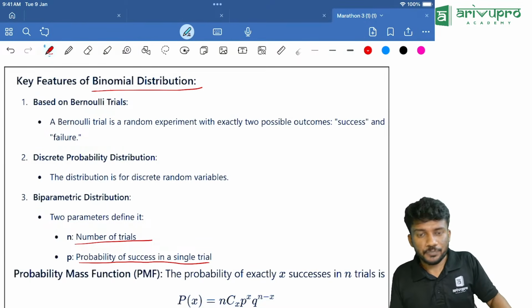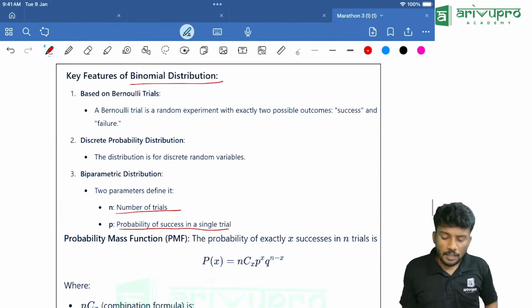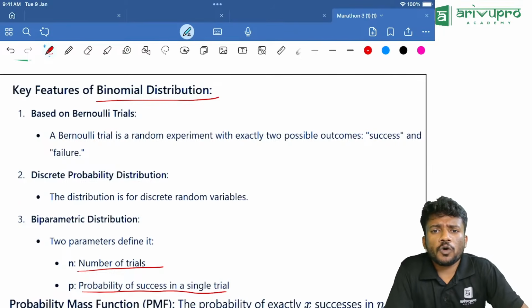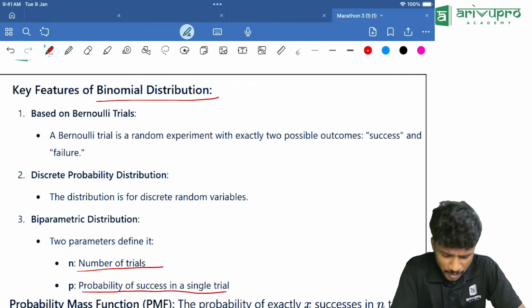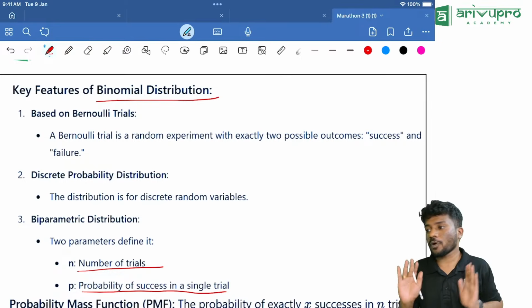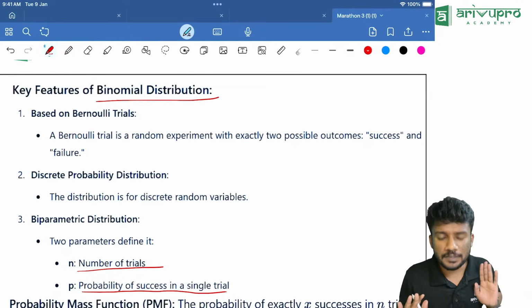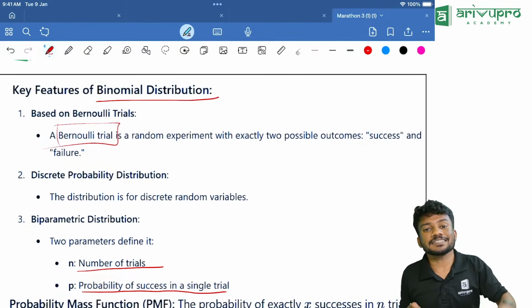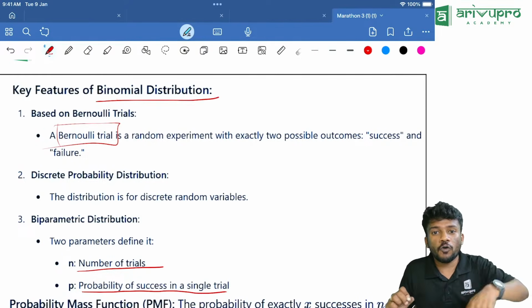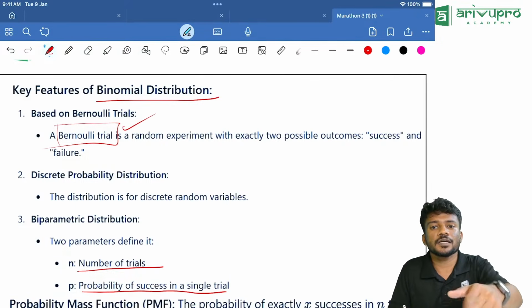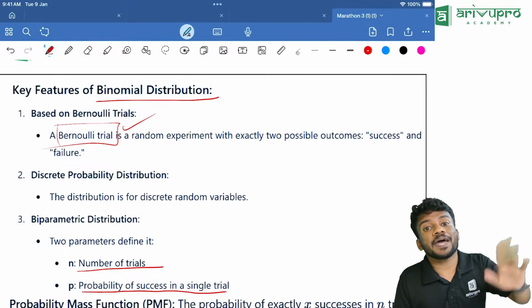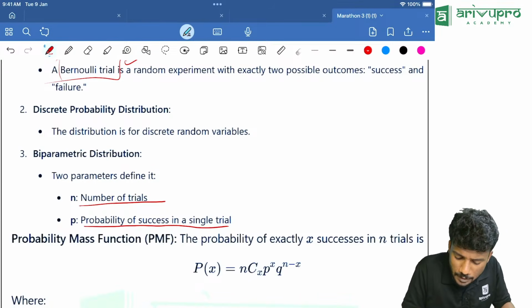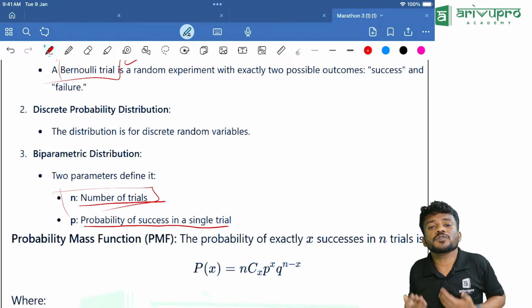Change the calculator. Okay. Now, is binomial distribution discrete or continuous? Binomial distribution is a discrete probability distribution. If you are having doubt, please ask me. Now, it is based on what? It is based on Bernoulli's trials. Directly they can ask a question: which of the following is based on Bernoulli's trials? Binomial distribution. How many parameters are there? 2 parameters. What are those parameters? First one is number of trials. That means how many times we are trying.